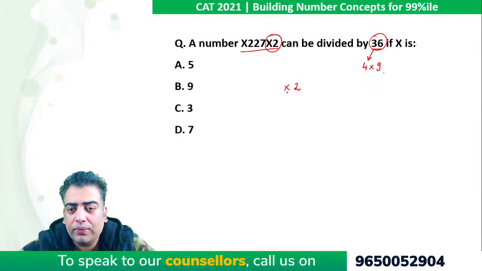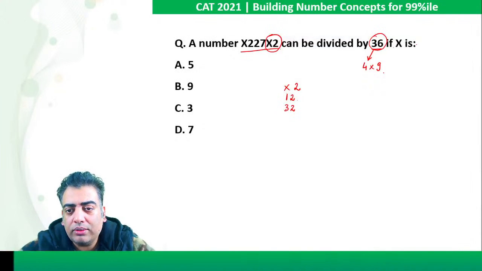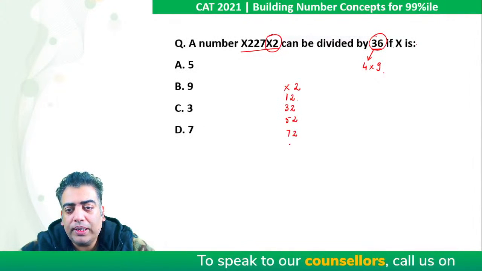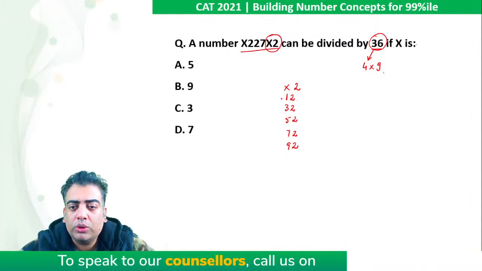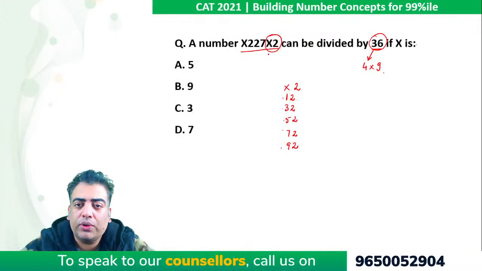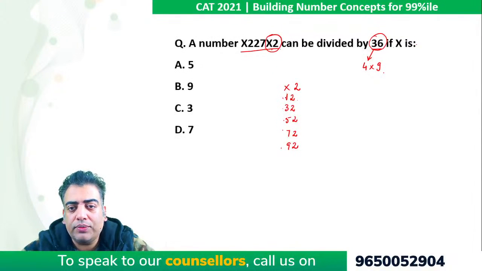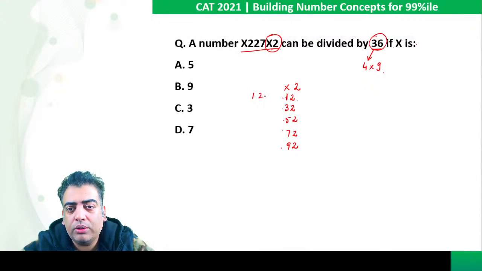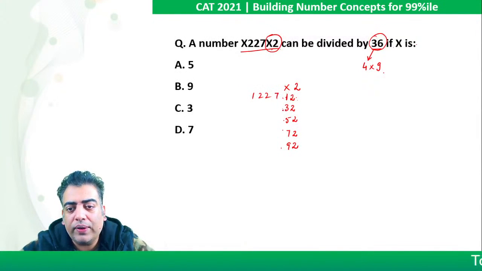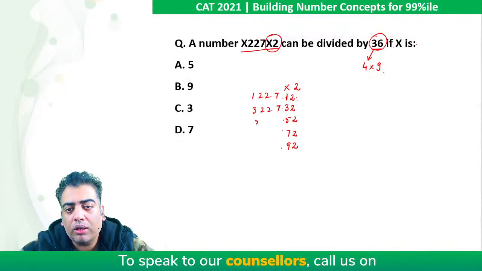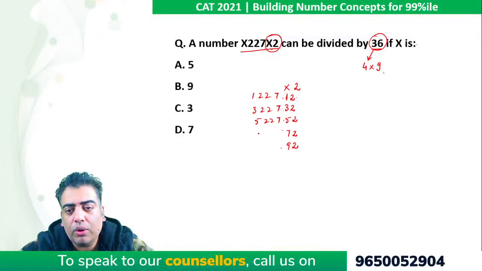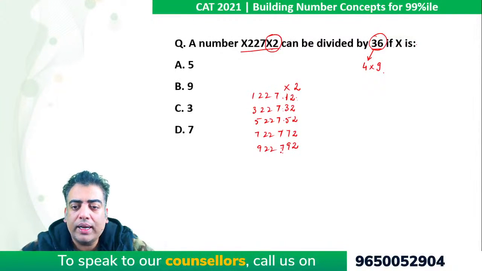So we all know if it is 1, then 12 is divisible. If it is 3, 32 is divisible. If it is 5, 52 is divisible. 72 will be divisible. 92 will be divisible. So we are getting these 5 possible values for x. If I take x as 1, the given number will be 122712. If x is 3, the given number will be 322732, or 522752, or 722772, or 922792.